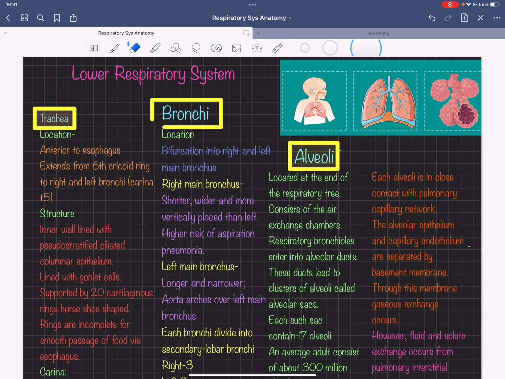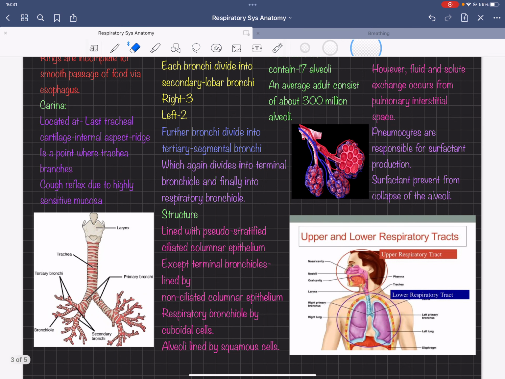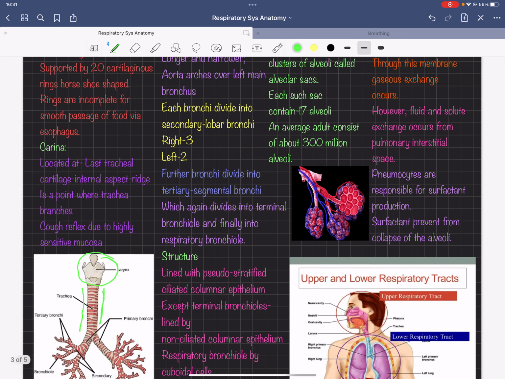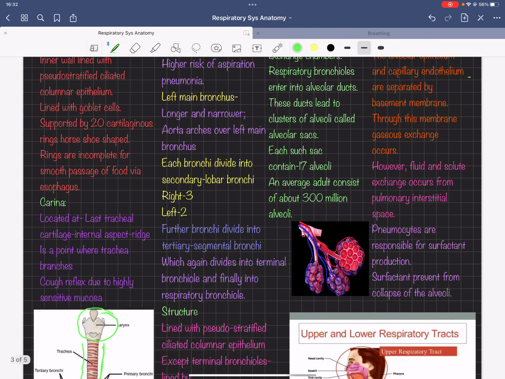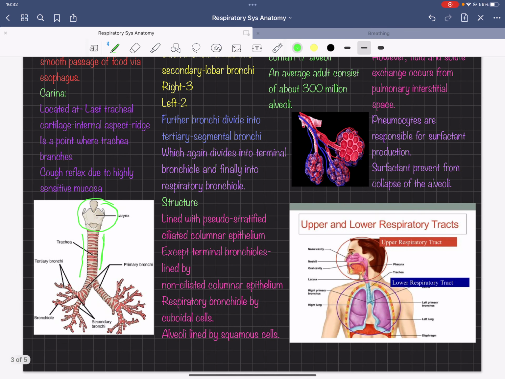Actually, in this figure we can see that this area is the larynx. It looks like a bony prominence, whereas the trachea is a conducting cylindrical-shaped structure that extends from the cricoid ring. Which cricoid ring? The 6th cricoid ring to the right and left bronchi, meaning that it extends from the 6th cricoid ring here to the bifurcation of the trachea into left and right bronchi. In this way it gets divided.